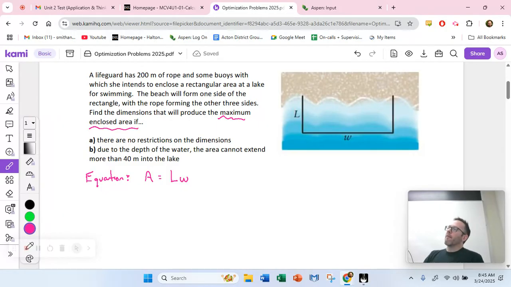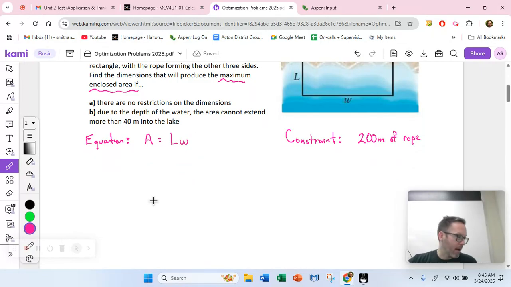Now, right away, we have an issue with this one, because this is an equation with 2 variables, and you guys haven't learned multivariable calculus yet. So we have to take this equation with multiple variables and get it into an equation with 1 variable, so we can do all of our calculus stuff with that. And we do that by using the constraint we're given. We're told that not any swimming area is possible. There is 200 meters of rope to create our swimming area.